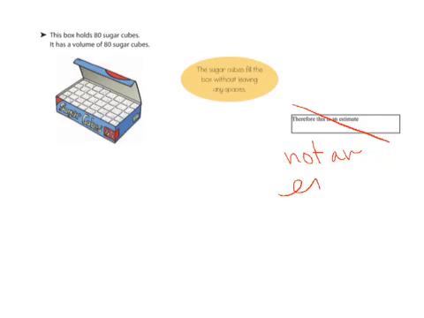That probably should have been on the last page. Okay, this is not an estimate because there are no spaces. So for this one we know the volume is 80 sugar cubes.